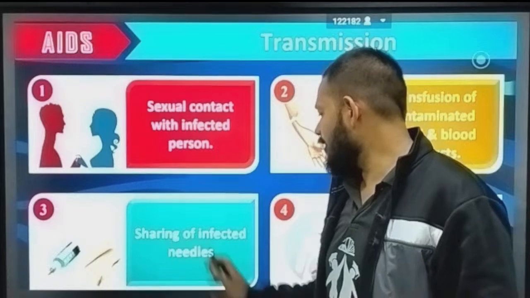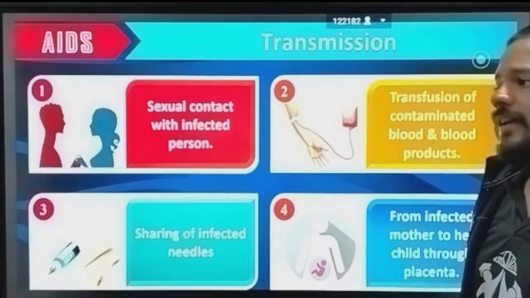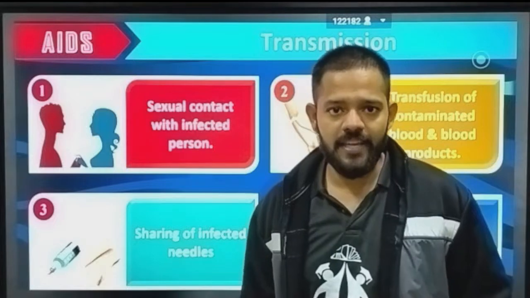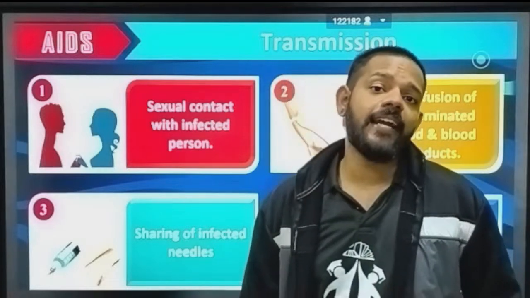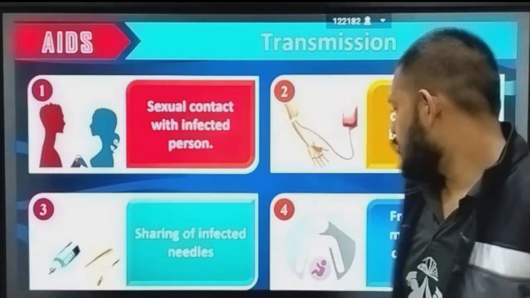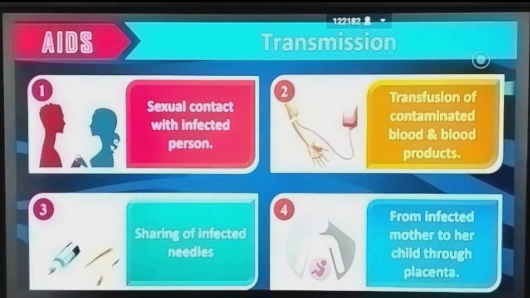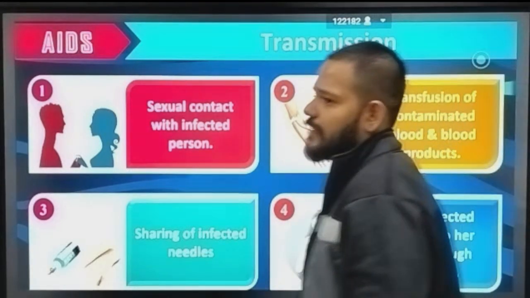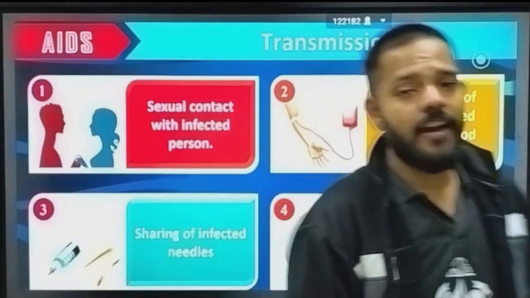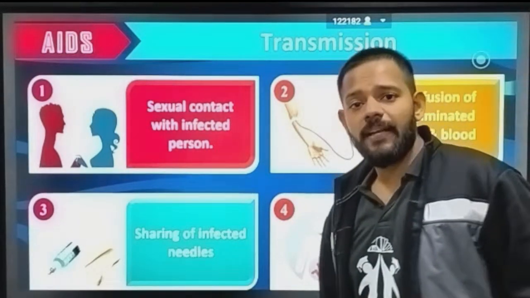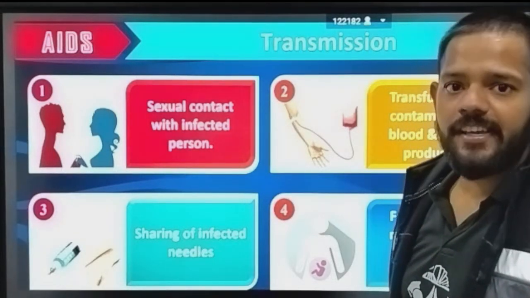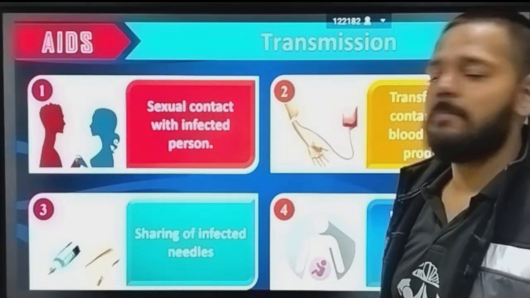Third one, sharing of infected needles. If a person injects with a needle and he is infected with HIV, and then you inject with that needle inside your body, you automatically get infected. Then from mother to child through the placenta, because the HIV virus can easily cross the placenta. That's why an infected mother can transfer HIV AIDS to her developing baby.